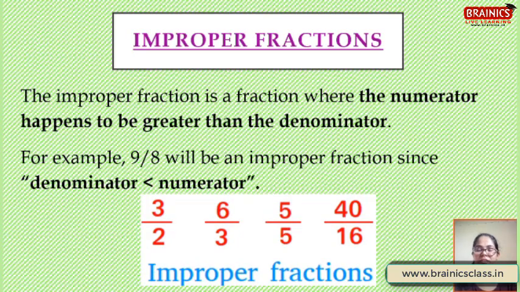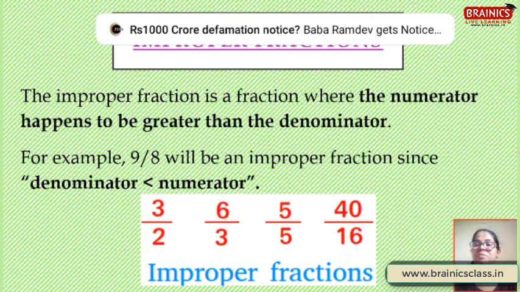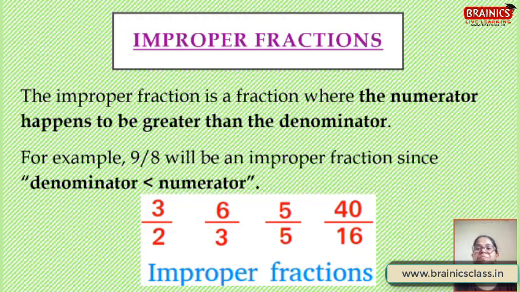Then improper fractions. An improper fraction is a fraction where the numerator happens to be greater than the denominator. For example, 9 upon 8 will be an improper fraction since the numerator is greater than the denominator. So improper is exactly opposite to proper. In proper, the numerator is smaller and the denominator is bigger, whereas in improper, the numerator is bigger and the denominator is smaller. An example is 3 upon 2. Here the numerator is greater than the denominator.